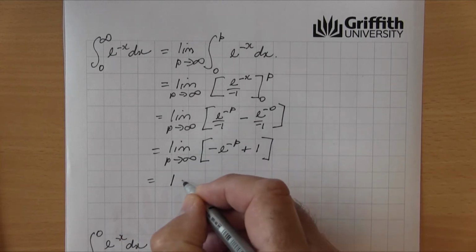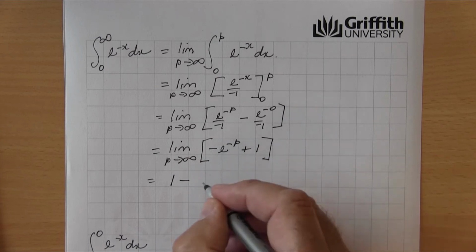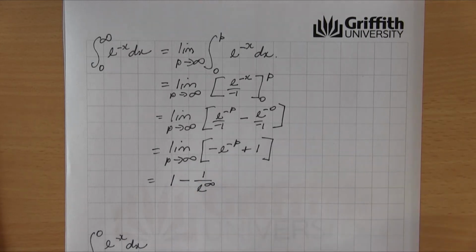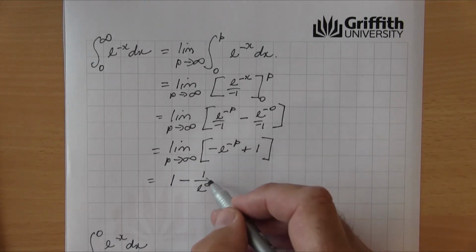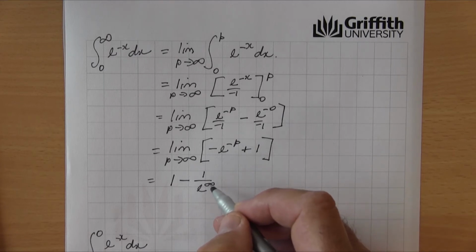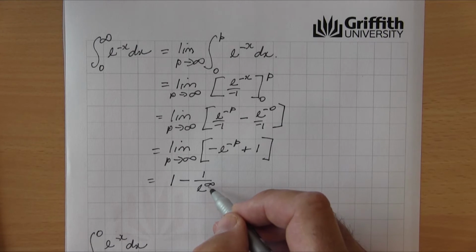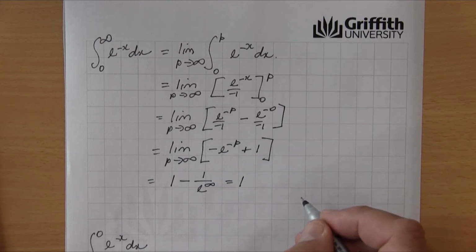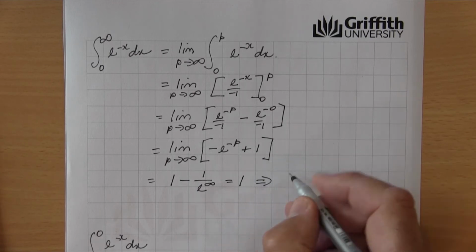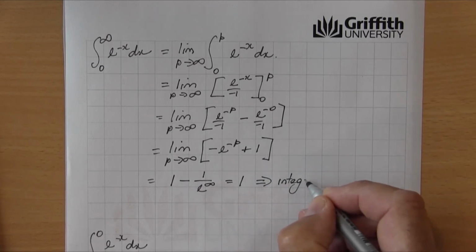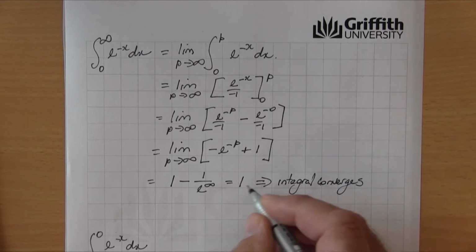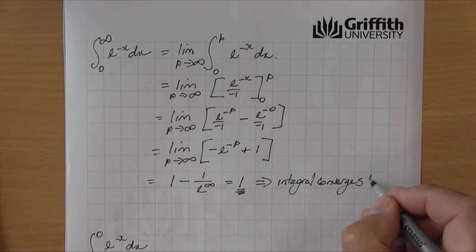So that will be 1 minus, now e to the minus p is 1 over e to the positive p, but we'll make p equal to infinity. So e to the minus p, 1 over e to the p, and then we'll put in p equals infinity. Now e to the infinity is going to be a very large number. 1 over a very large number is 0, so it is equal to 1 minus 0, which is just equal to 1. So therefore we can say that the integral converges, because we've got a value, 1.